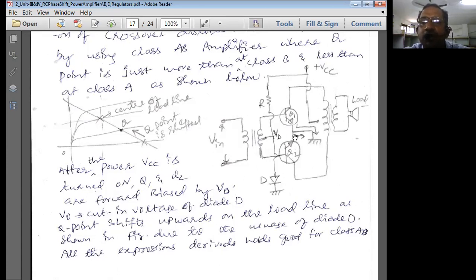Now the reverse is true for this one. That means when Q2 is on, what is the current direction now? From the Q2 emitter to ground. From ground, it comes to VCC. From VCC it comes over here, and then through the secondary part of the output transformer like this. There is a winding here, collector, base, and then emitter; like this the current is coming. So that is the direction of the current flow.